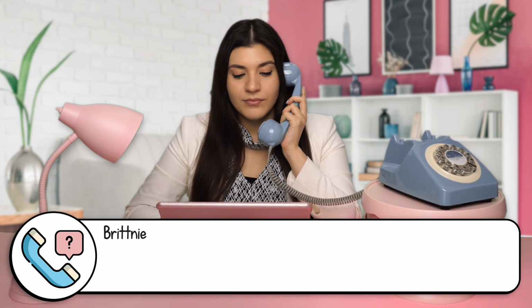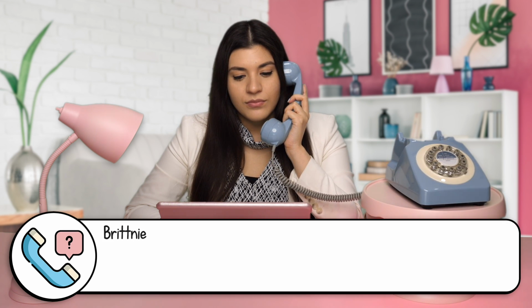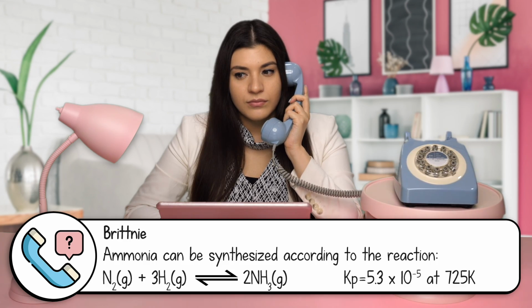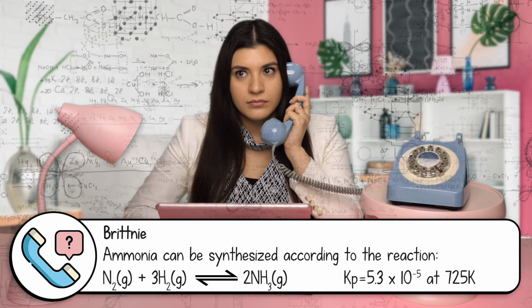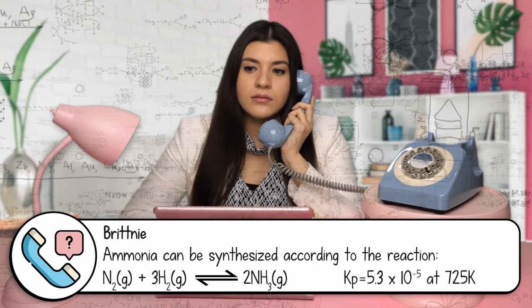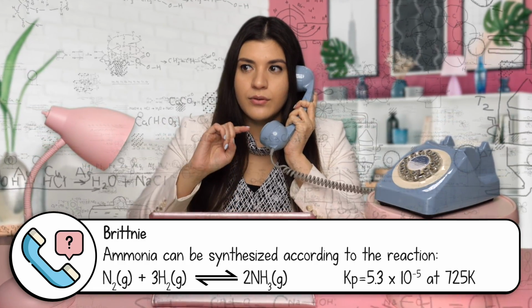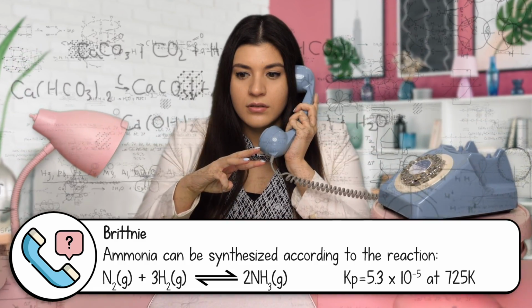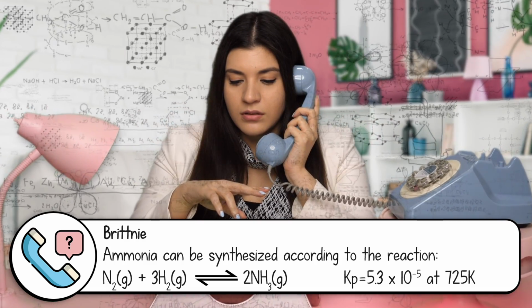Our problem is from TRO 4th edition, chapter 15, number 83. Ammonia can be synthesized according to the reaction: 1 mole of nitrogen gas reacts with 3 moles of hydrogen gas to form 2 moles of ammonia gas. This is at equilibrium. Kp equals 5.3 times 10 to the negative 5th power at 725 kelvins.